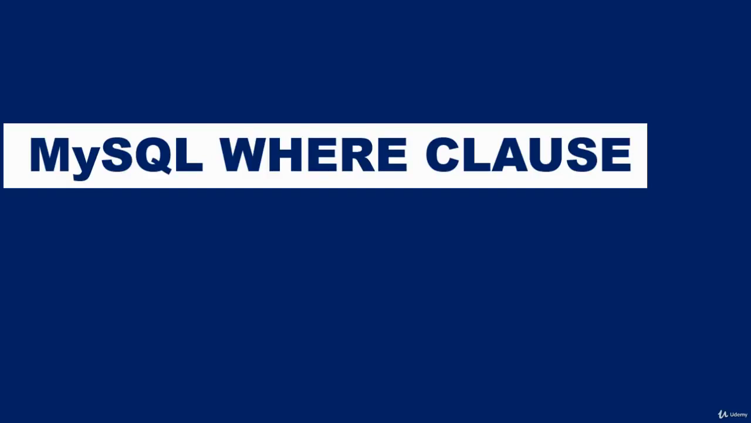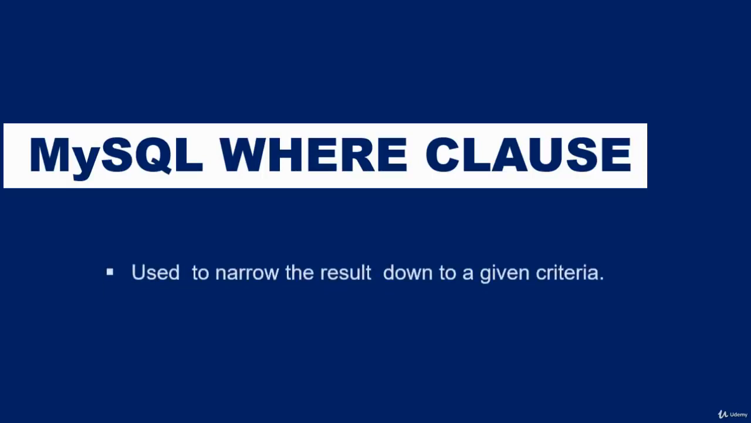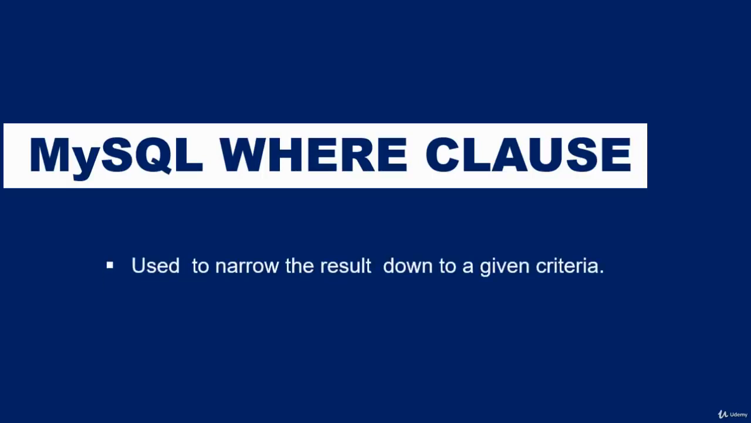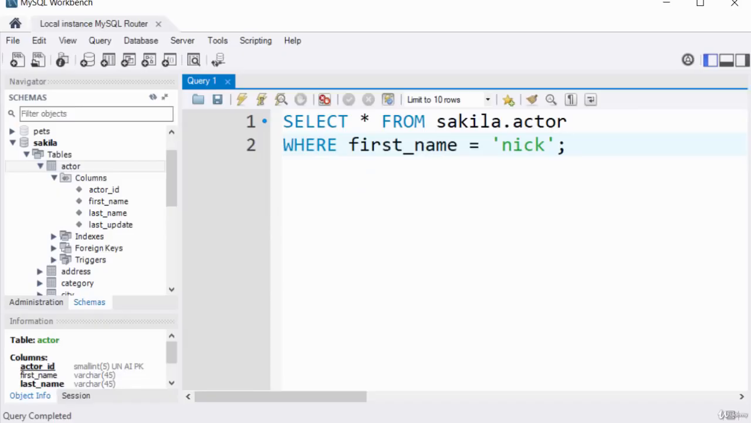The where clause can be used within an SQL statement to narrow down the result set of a given set criteria. So when you use the where clause, you specify a criteria within the where clause, and that will determine the result the query returns. Here's a very simple example.